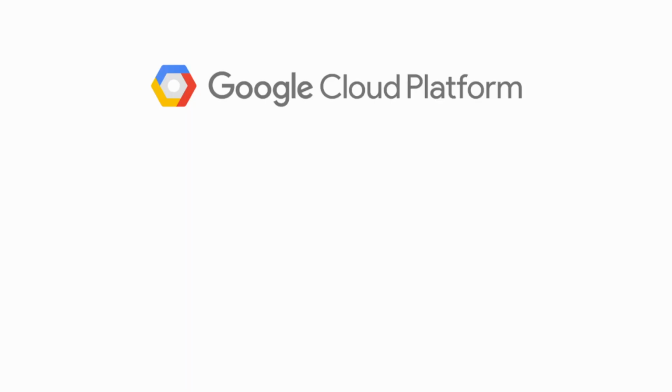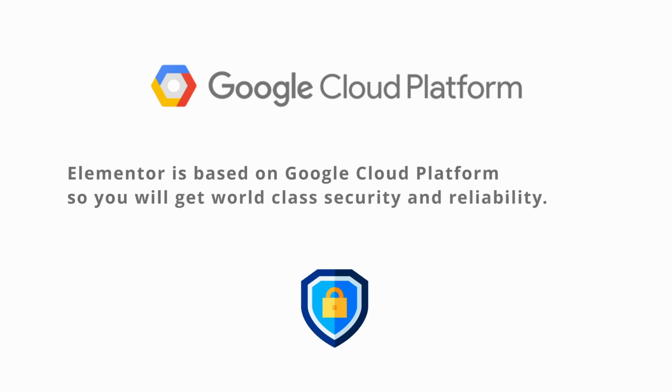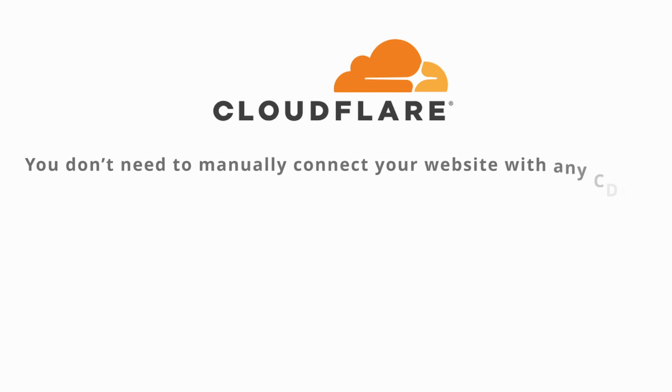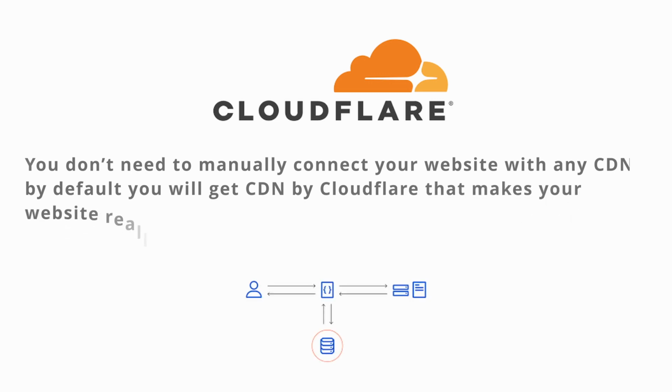Now let's talk about some of its features. But before that, do you know, with the Elementor Cloud Platform, you are also getting an Elementor Pro plugin subscription for your website. So now let's talk about its features. First, Google Cloud Platform. Elementor is based on Google Cloud Platform, so you will get world-class security and reliability. Second, CDN by Cloudflare. You don't need to manually connect your website with any CDN, because by default you will get a CDN by Cloudflare that makes your website really fast.